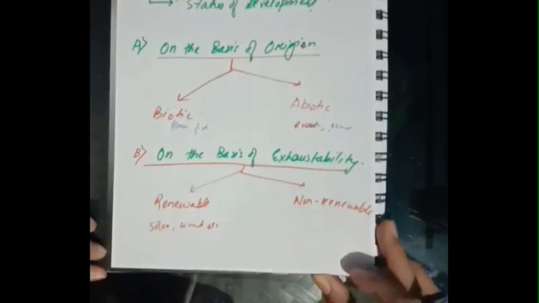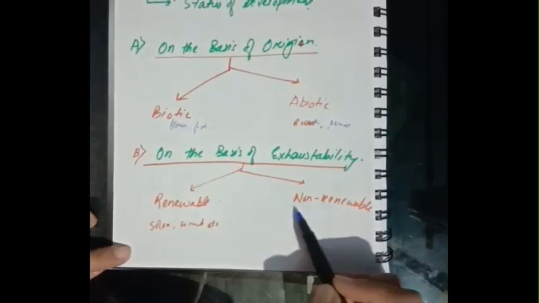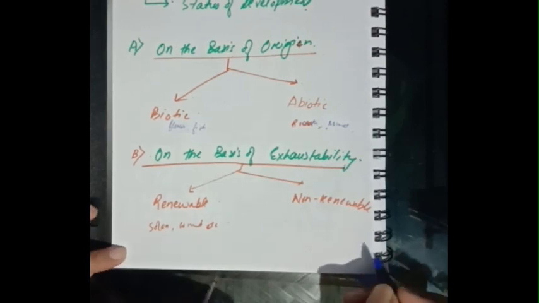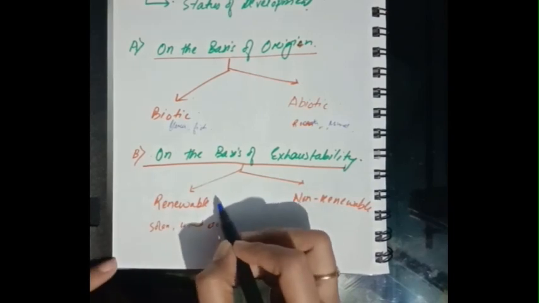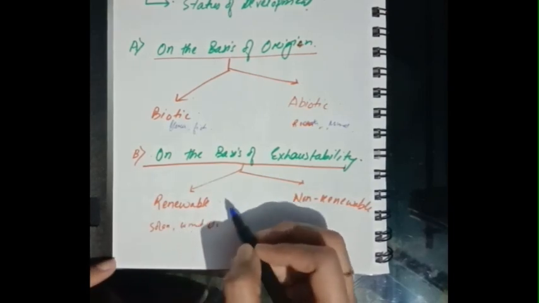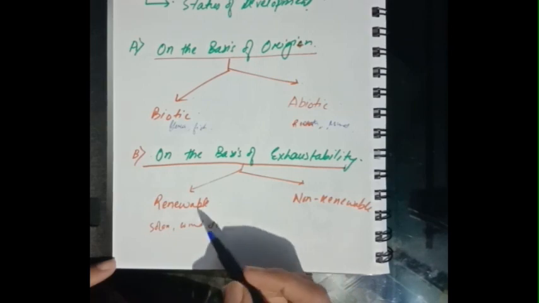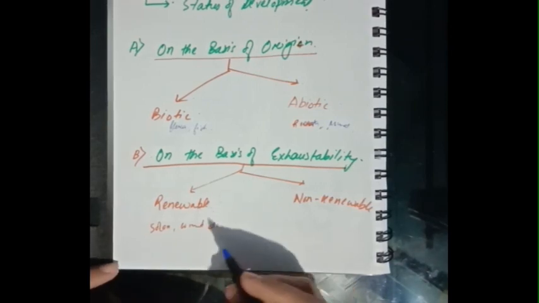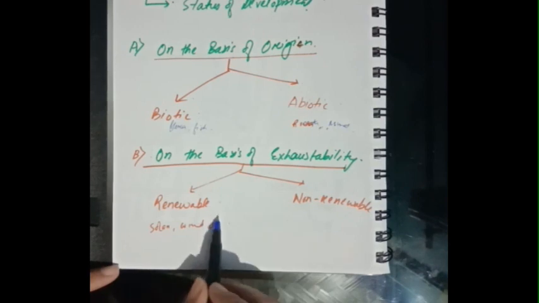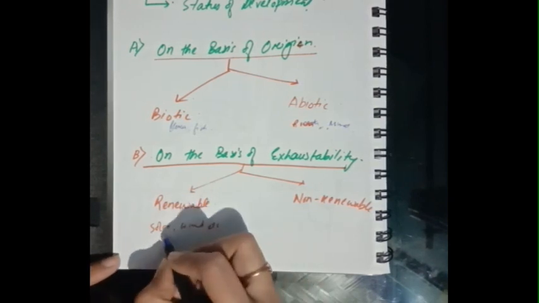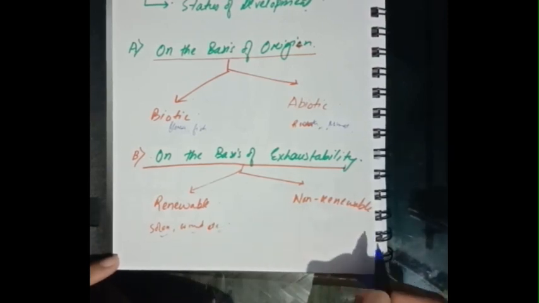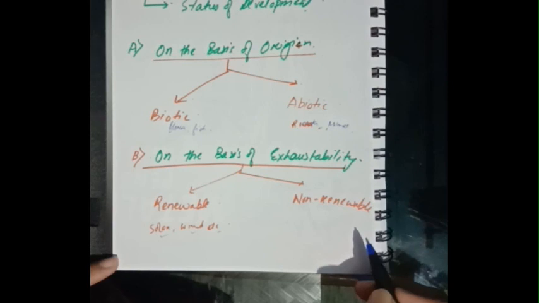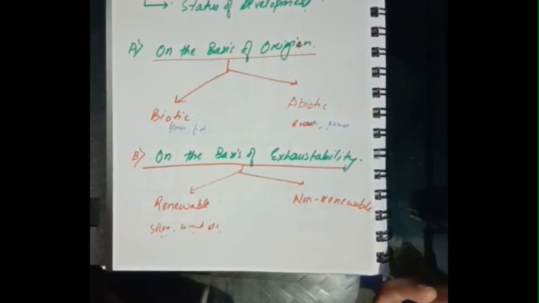On the basis of exhaustibility, we have renewable and non-renewable resources. Renewable resources are those which we can use again and again and can be reproduced by a chemical or a physical process, known as renewable. Examples include solar energy, wind energy, etc. Non-renewable resources are those which get finished up once used and cannot be recycled again.